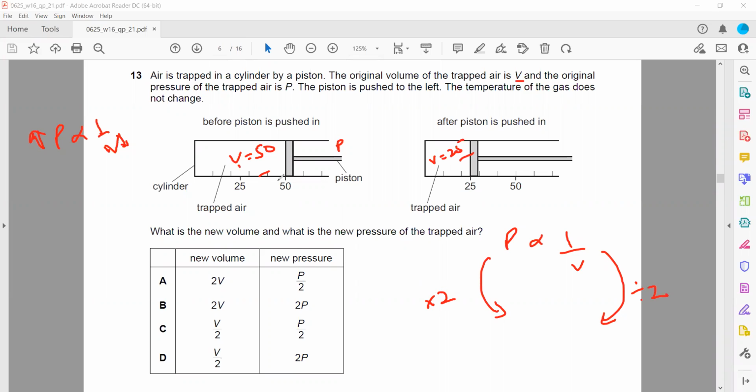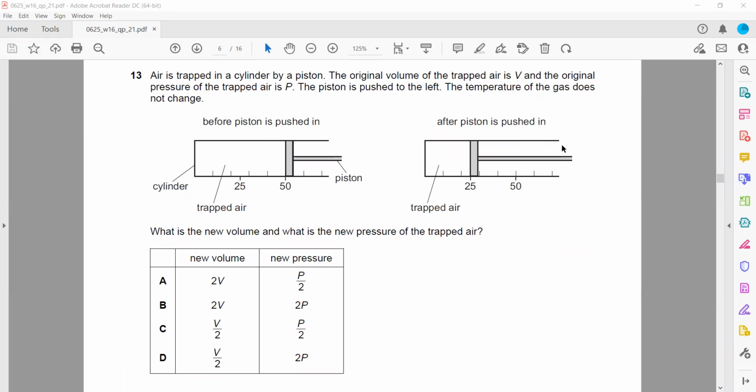So new volume, originally it is 50, now 25. So new volume is V by 2, half. And what happened to pressure? Pressure becomes double. So V by 2 and 2P. So D is the right answer. According to Boyle's law, when we keep the temperature constant for a gas and we push the piston, the volume will decrease and pressure of the gas inside the cylinder will increase.